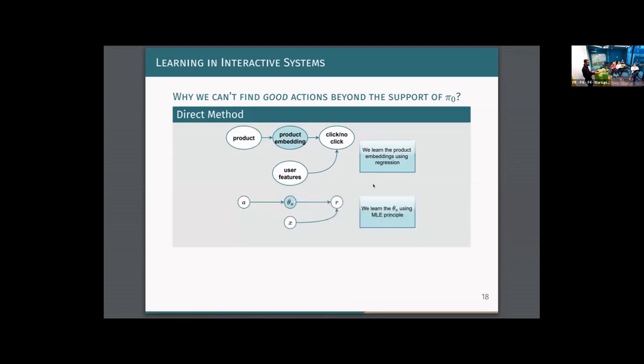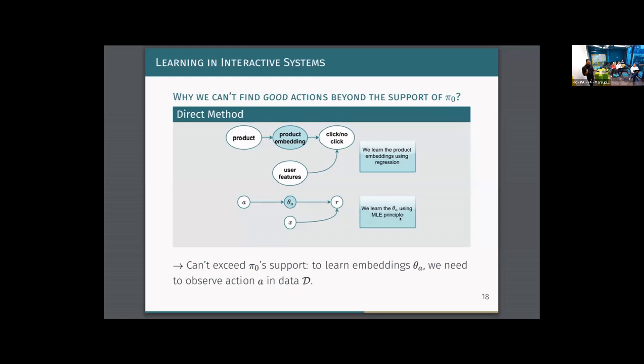Mathematically, we can show this as: we have an action A, so this is the product. We have some embedding theta A that we want to learn, so the things in blue are the things we learn. And we have some X, which is the features of the user. Theta A, the product embedding, and the user features affect the reward, which is in our case the click or no click. And we learn the embeddings, the theta A's, using maximum likelihood estimators.